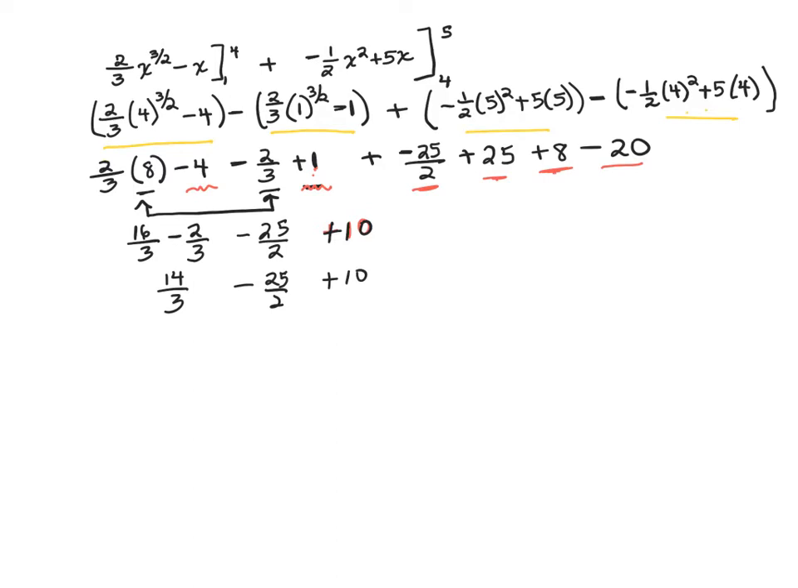And when we work this out, let's see what we get. So the answer for this comes out to be 2 1/6. And again, we could get a common denominator of 6 here. So I multiply the 14 by 2. I multiply the 25 by 3. And I multiply the 10 by 6. And that should be 2 1/6 when we simplify it.